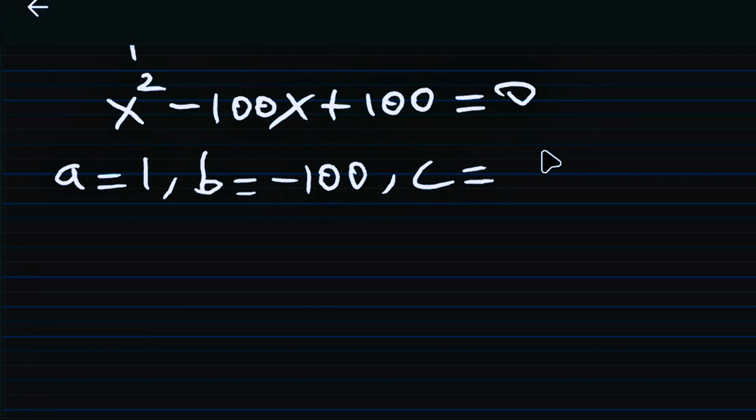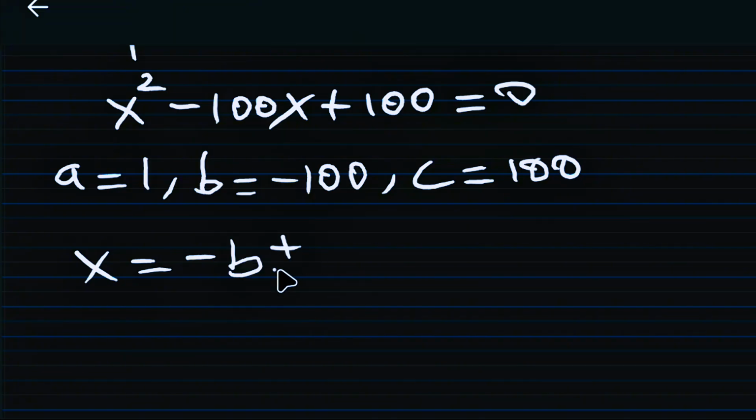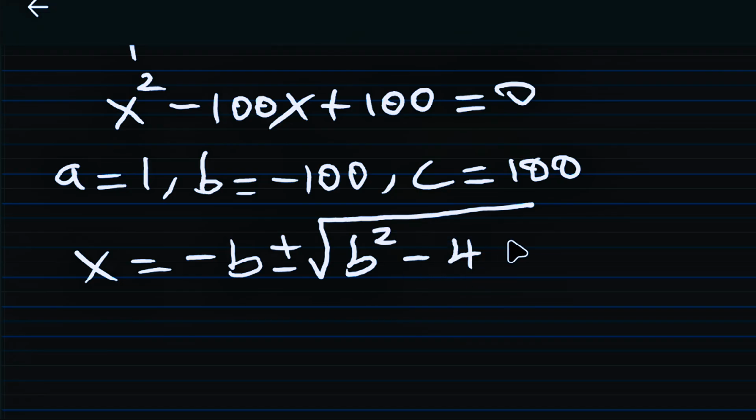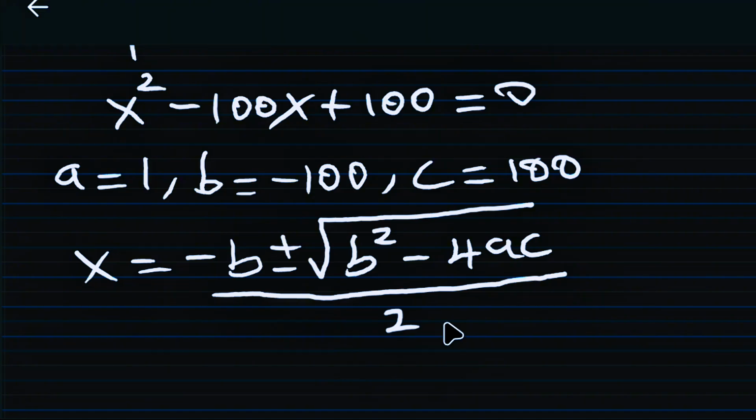and c, the constant, equals positive 100. If you are solving an equation using the quadratic formula, remember that we are looking for x, so x will be equal to negative b plus or minus the square root of b squared minus 4ac, and we'll divide everything by 2a.